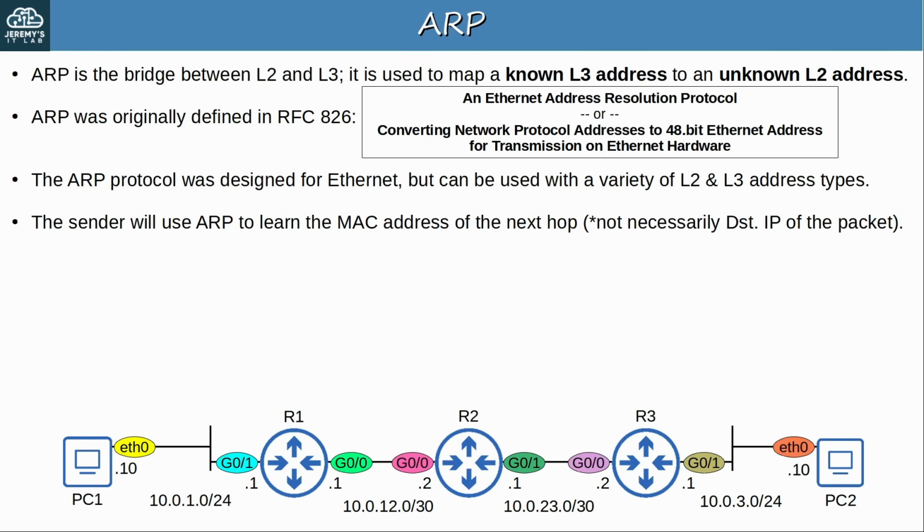In ARP, the sending device will use ARP to learn the MAC address of the next hop IP address. And note that that isn't necessarily the destination IP address of the packet it wants to send.